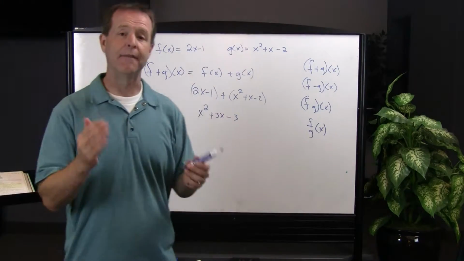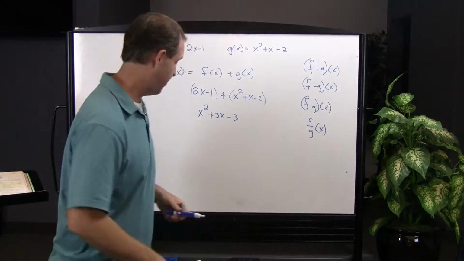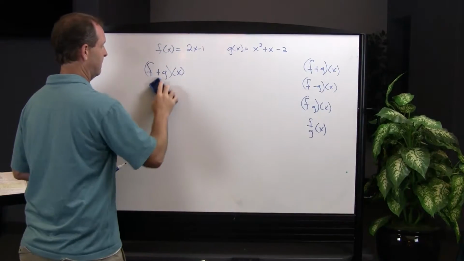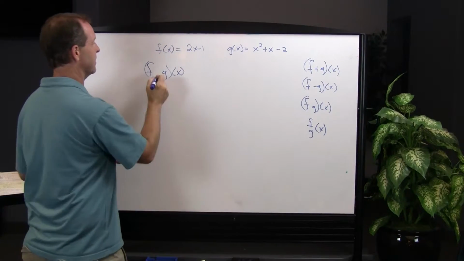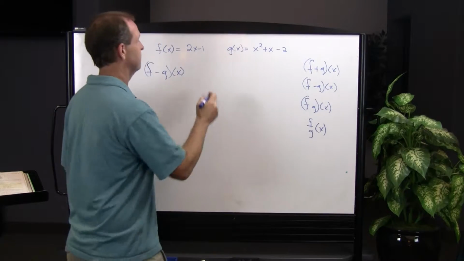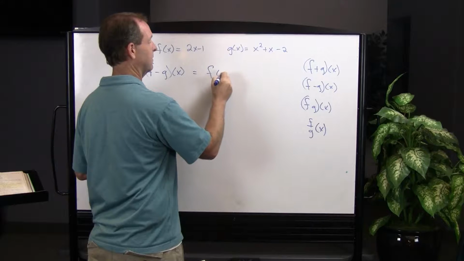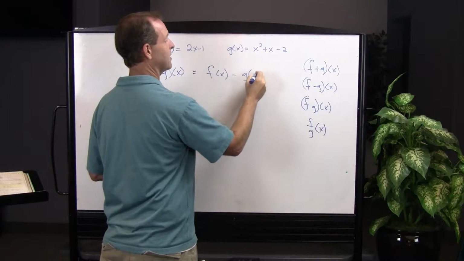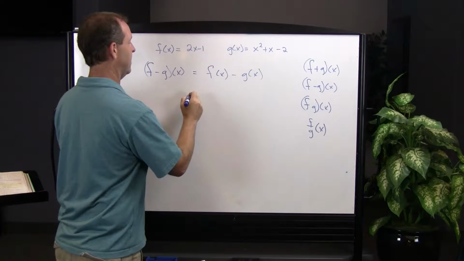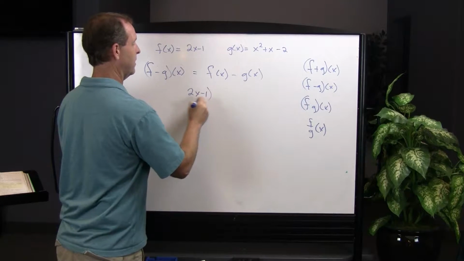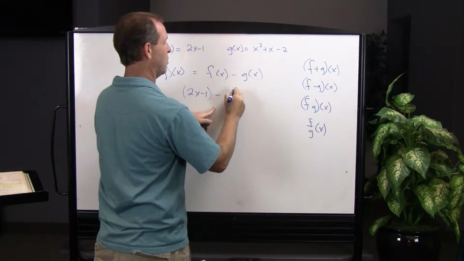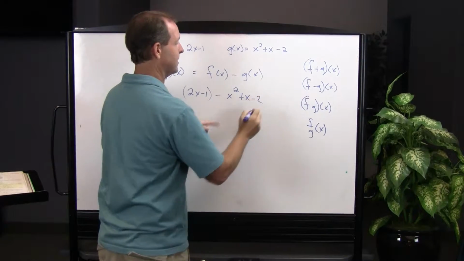Now let's look at f minus g of x. And here you might see why the parentheses are important. So f minus g of x, well, what do you think that's going to look like? That's going to look like f of x minus g of x. F of x, again, is designated up here as 2x minus 1, I'll put parentheses around it, minus g of x, which is x squared plus x minus 2.